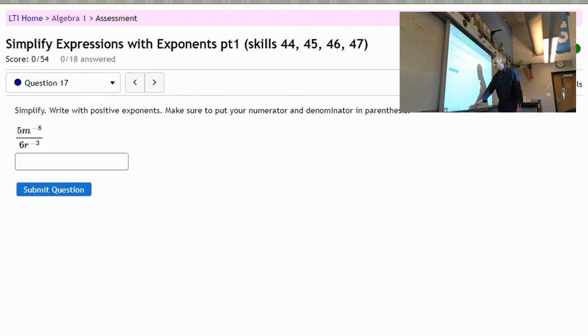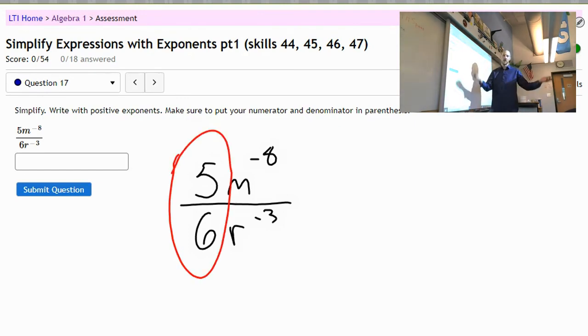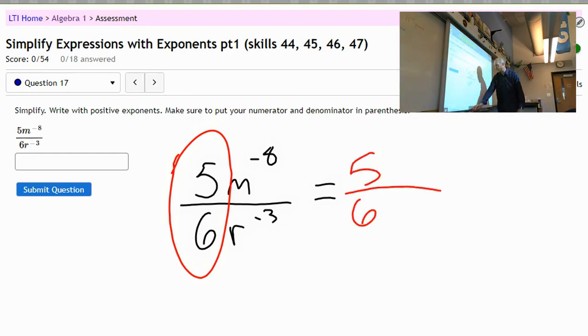Last one, very similar to the previous one, 5m to the power of -8 and 6r to the power of -3. Again, the 5 and the 6 do not have exponents. Don't do any of the exponent principles. These are just numbers. It's a fraction. If you can reduce it, you have to. 5 over 6 does not reduce. So I'm going to leave that alone.